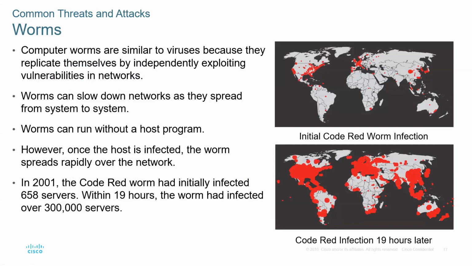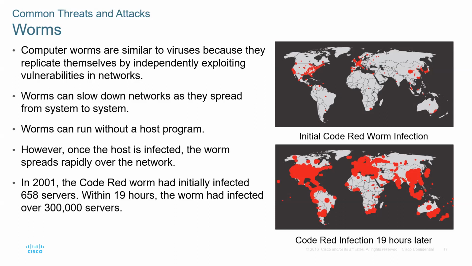Worms, computer worms are going to be similar to viruses, but they replicate themselves by independently exploiting vulnerabilities within the network. So worms can slow down a network as they spread from system to system. Worms can run without a host program. However, typically once a host is infected, the worm spreads rapidly over the network.